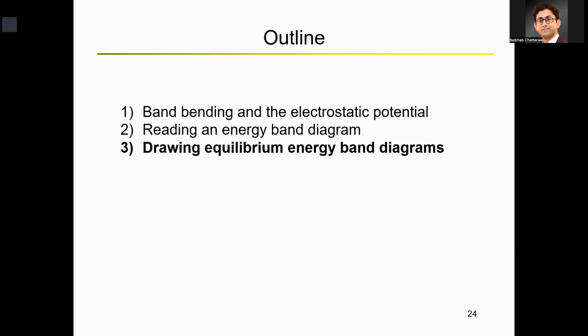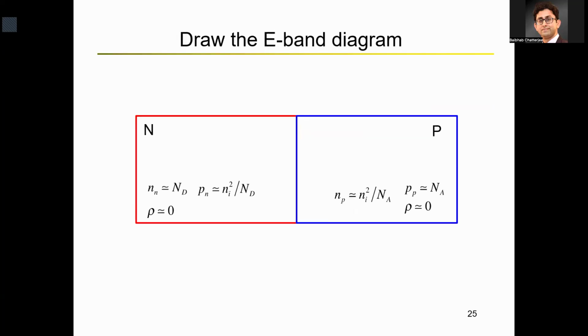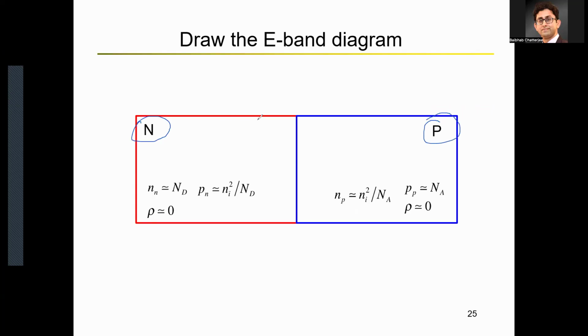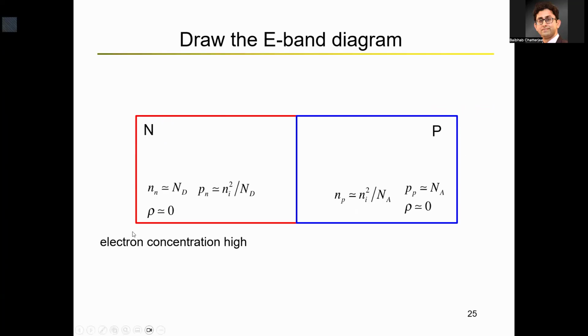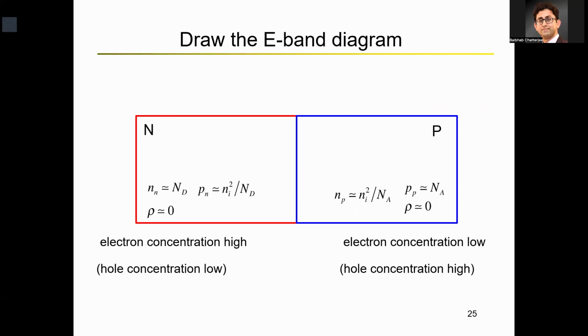So when you're trying to draw the equilibrium energy band diagram for a PN junction diode, let's say you have the N side on the left side. So this is your N and this is your P. Again, red signifies more electrons, dark blue signifies more holes. So electron concentration is high on the left side, hole concentration is high on the right side, and electron concentration will be low on the right side. And in between, you'll have the depletion region, basically.